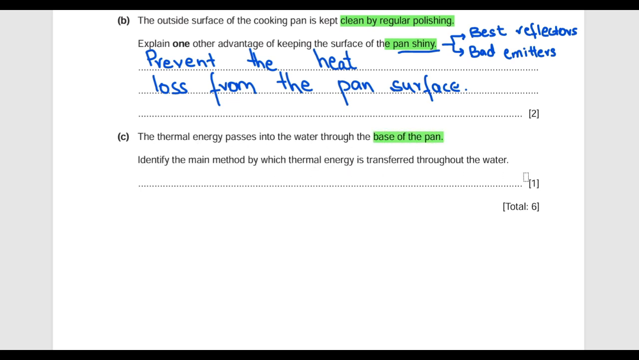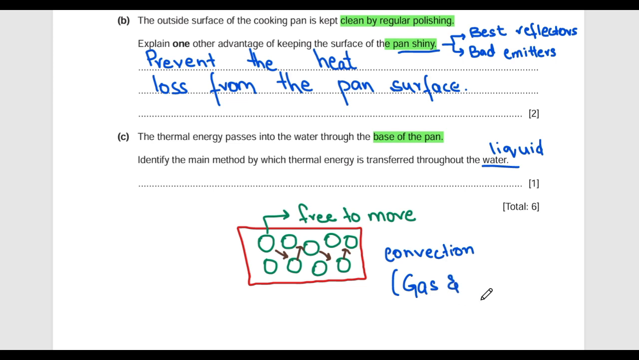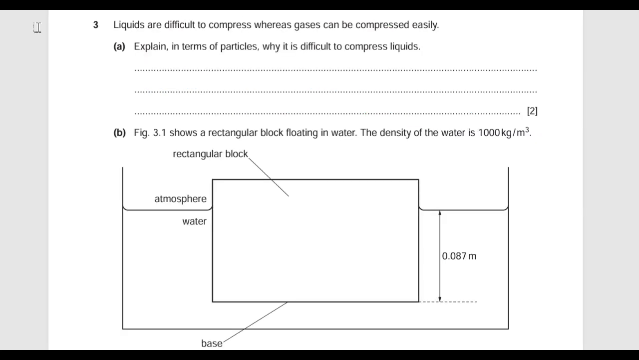Identify the method by which thermal energy is transferred throughout the water. We know water is a liquid, and in liquids, the heat is transferred by means of convection. Convection means that the molecules are free to move, and they actually move from one place to another to transfer heat instead of passing on their vibrations. This process is known as convection, and it mostly happens in gases and liquids. So, this is convection by which the heat is transferred.